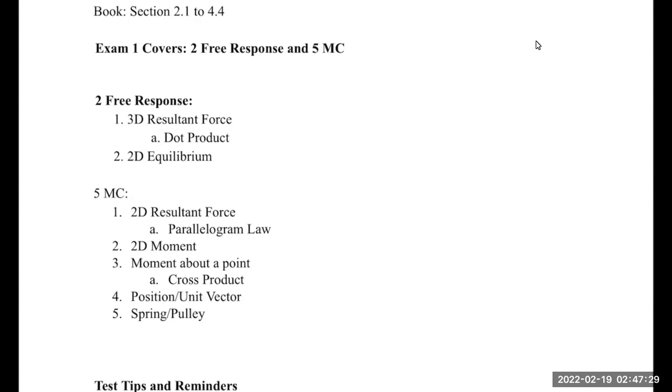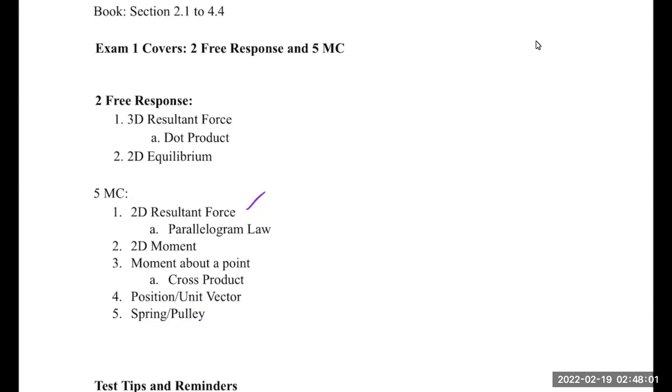And for the five multiple choice problems, he didn't say specifically what kind of problems they will be, he only mentions from 2.1 to 4.4 in the textbook. So I predict it will probably be one 2D resultant force. All of these predictions are based on my experience working as an SI in the past few semesters. Normally, that's the type of problem he puts on as a multiple choice problem for exam one.